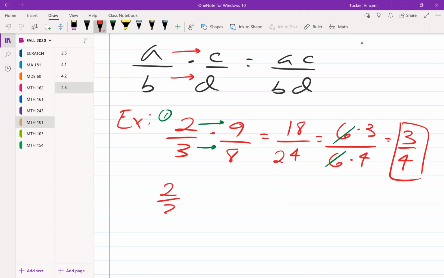The other way is to reduce first and then multiply, which is the way I would suggest that you get used to doing this. Because if you're dealing with very large numbers, what you don't want to do is multiply these numbers out and then be dealing with unfamiliar numbers that you have to break down, when you could break them down when they are familiar. So what I mean by that is 2 and 3 are prime numbers, but 9 is 3 times 3. 8 is 2 times 2 times 2.